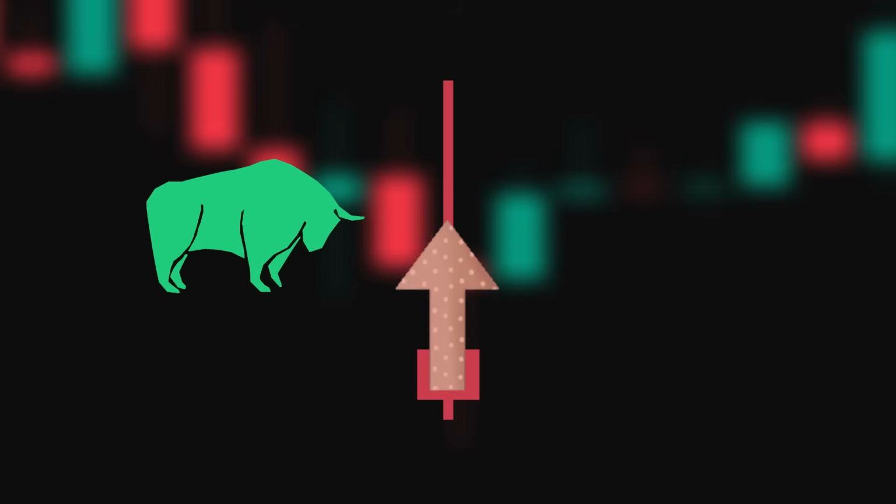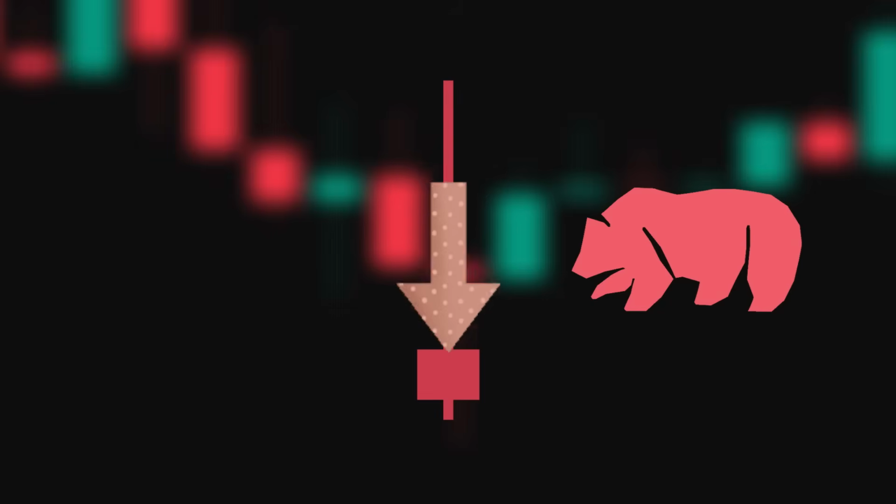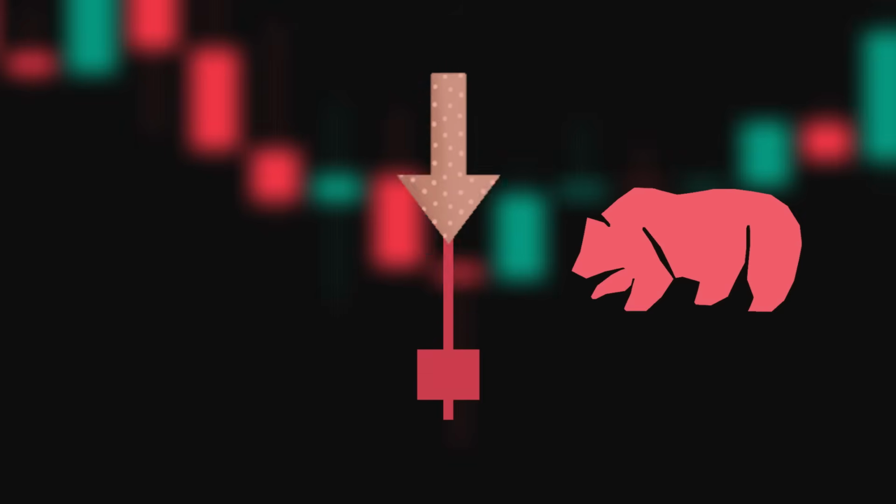it tells us that in that time period, at first the bulls or buyers were strong and they were able to push the price up considerably, but finally it's the bears or sellers who took control and pushed the price back to lower levels where the candle was opened. This formation shows that the higher prices were rejected.